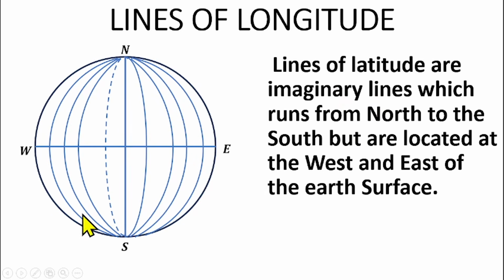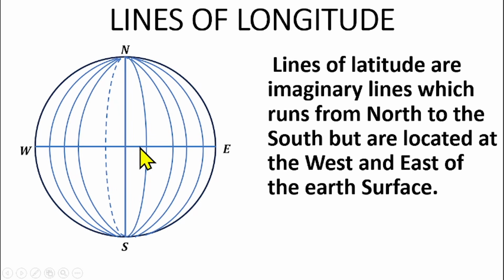They run from the north to the south but are located at the east and the west of the Earth's surface. So that defines the line of longitude for us also. So if you are to identify the line of latitude and longitude on the Earth's surface, you should be able to identify them or differentiate between them on the Earth's surface, and also you should be able to define them also.